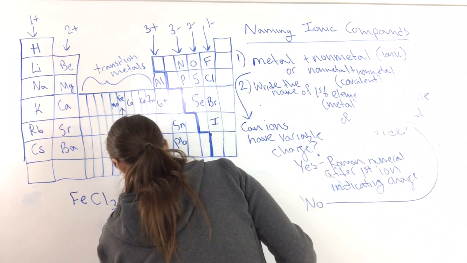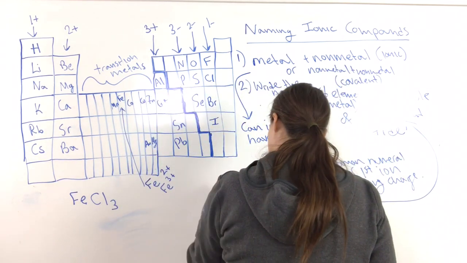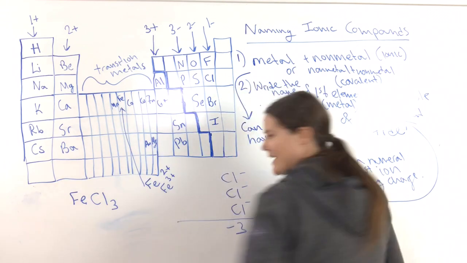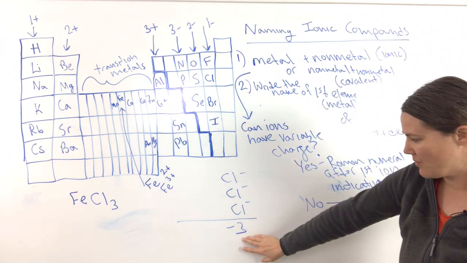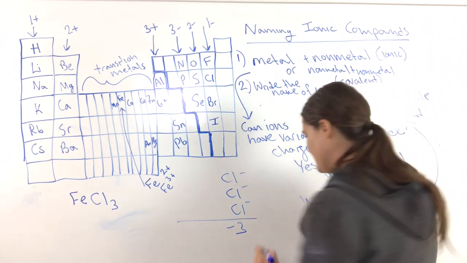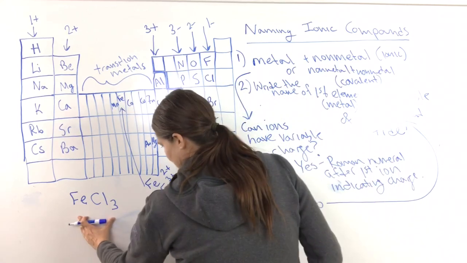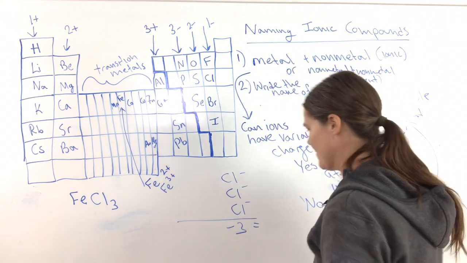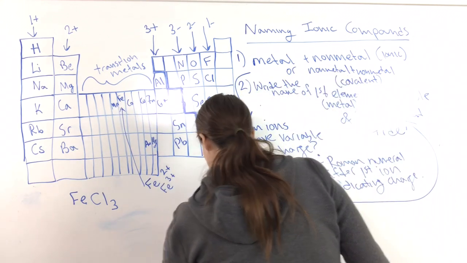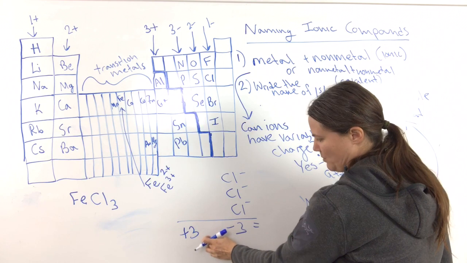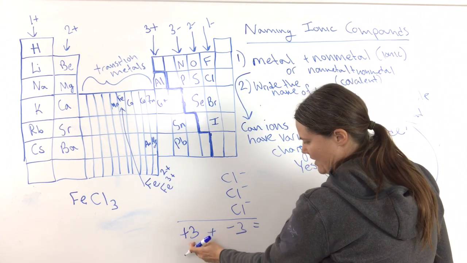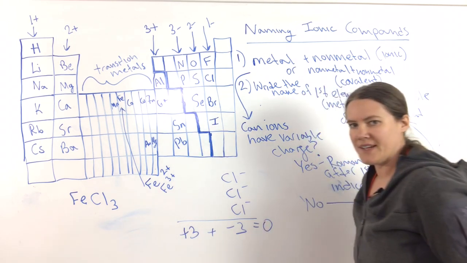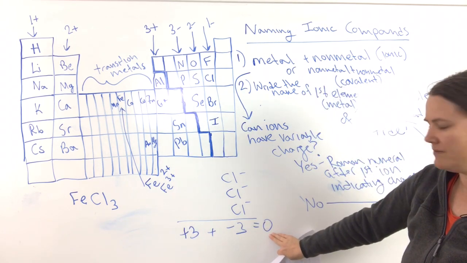And I'm going to actually move this over here. So we have 3 chlorines that all have a -1 charge. If we add those up, we have a -3 charge. The charges always balance in these compounds, so if we add up the total charge in this compound, it's going to equal 0. So that means that whatever we have over here has to have a +3 charge. So then we have a +3 charge plus a -3 charge, and that gives us a total charge of 0.